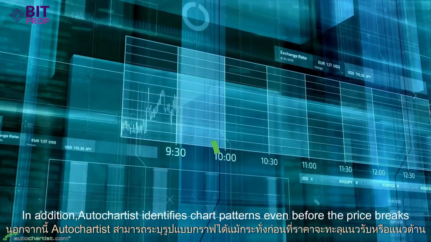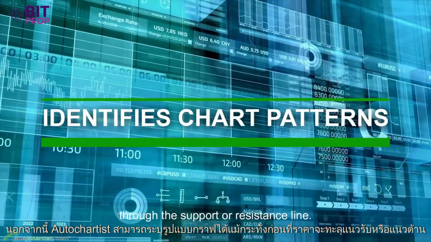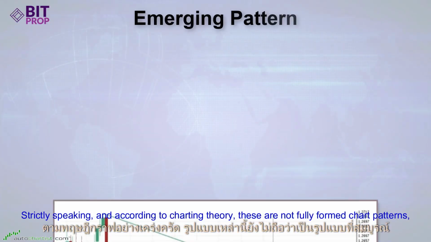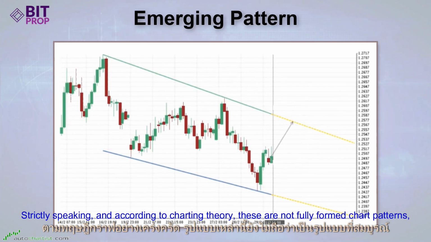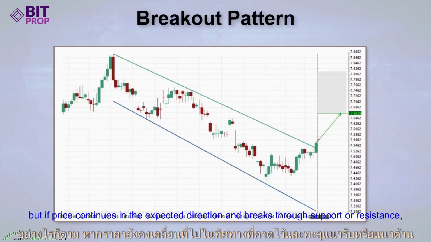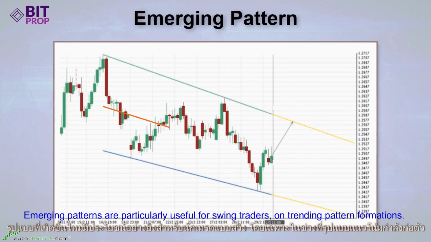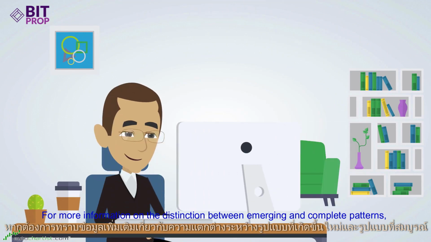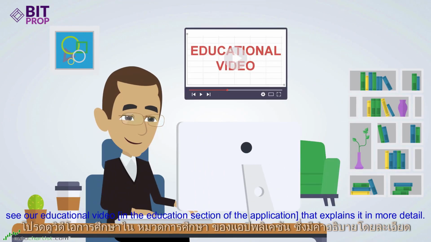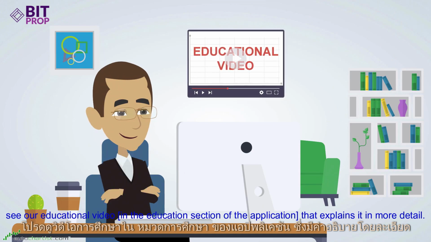In addition, AutoChartist identifies chart patterns even before the price breaks through the support or resistance line. Strictly speaking, and according to charting theory, these are not fully formed chart patterns. But if price continues in the expected direction and breaks through support or resistance, then it would be accepted as a breakout pattern and have a target price expectation. Emerging patterns are particularly useful for swing traders on trending pattern formations. For more information on the distinction between emerging and breakout patterns, see our educational video in the education section of the application that explains it in more detail.